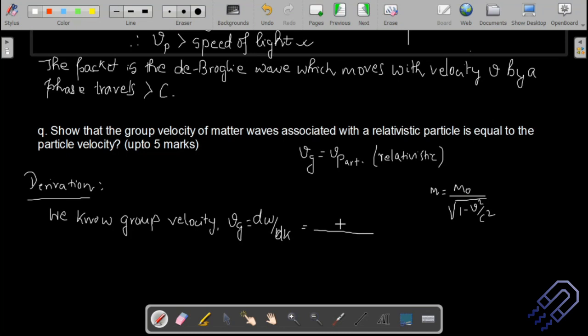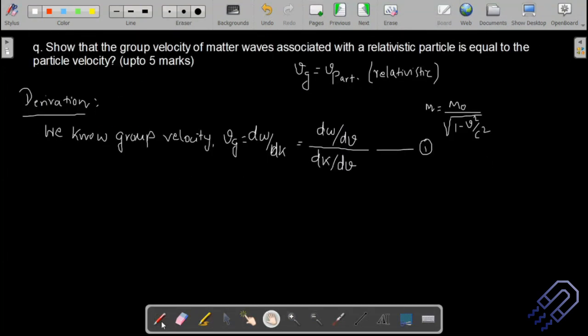We will slightly modify this. We can write it as d omega divided by dv, the rate of change of angular frequency with velocity, divided by dk divided by dv. This is my relation 1. Now we are going to find d omega by dv separately, and then dk by dv separately. When we put the results and cancel out, we'll see that this will be equal to v, the velocity of the particle. Whenever you are solving these kinds of problems, always remember what the final aim is. That's very important.